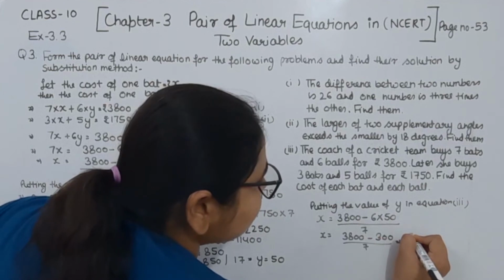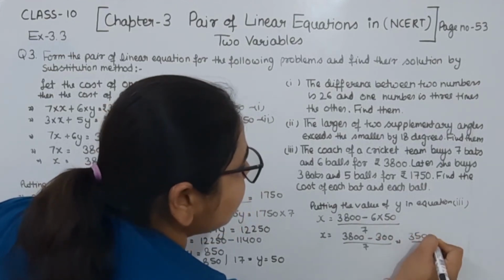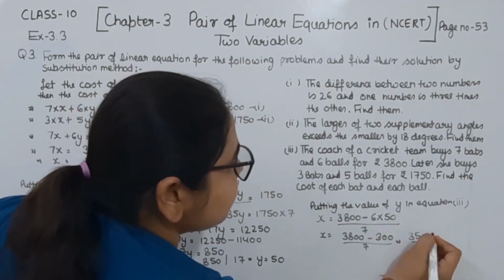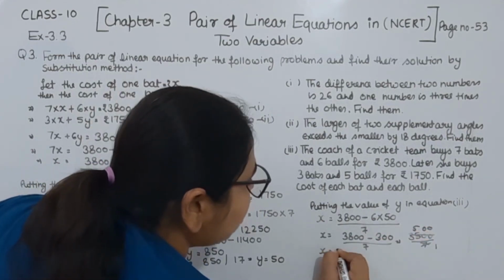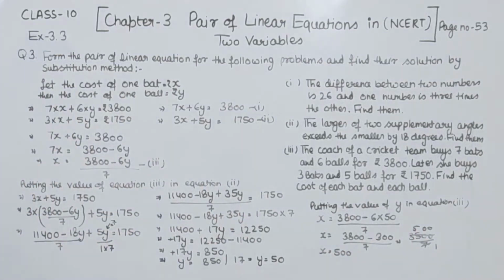Now we have to subtract this. We have 3,500 divided by 7. 7 1s are 7. 7 5s are 35 and 2 zeros. So the value of x is equal to 500, and the value of y is equal to 50.